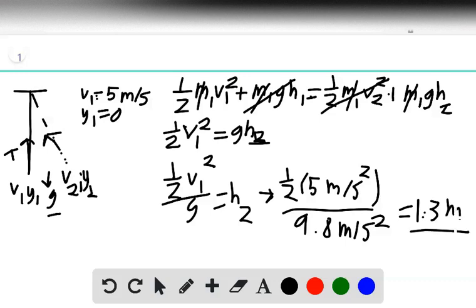meters. So then the second part of this question asks, does the length of the vine matter? And the only way that the length of this vine would matter is if it were shorter than 1.3 meters, because then it couldn't reach the peak of the swing.